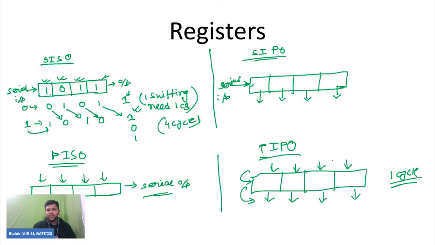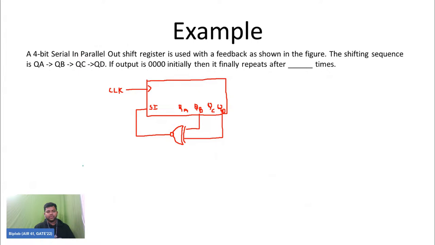So you needed four cycles here in the SISO, but in the PIPO you need only one clock cycle. So we say PIPO is faster and this is slower, but it is not about speed. Both have different things to do and different types of application. It is based on the application. Now look at this question.